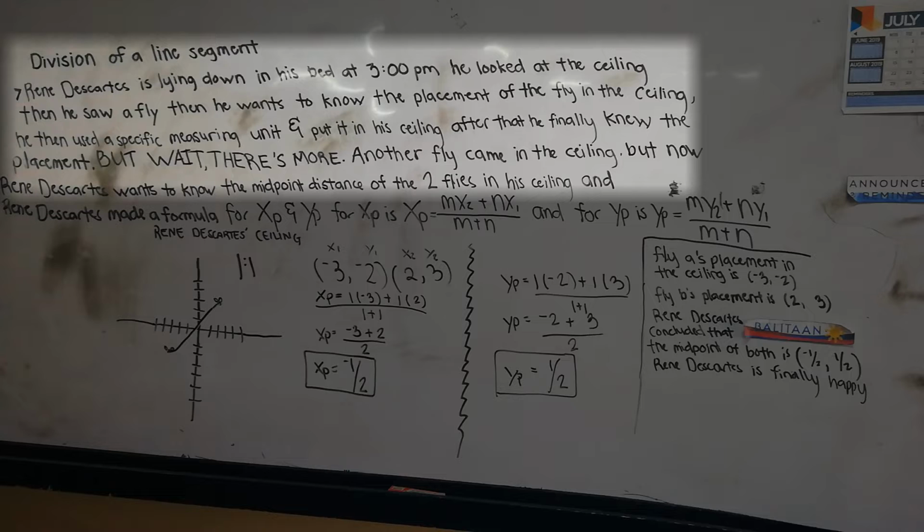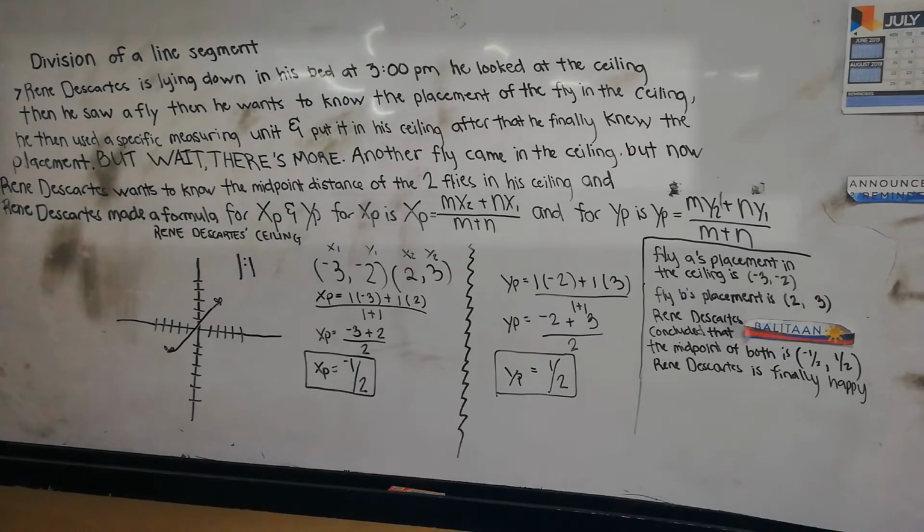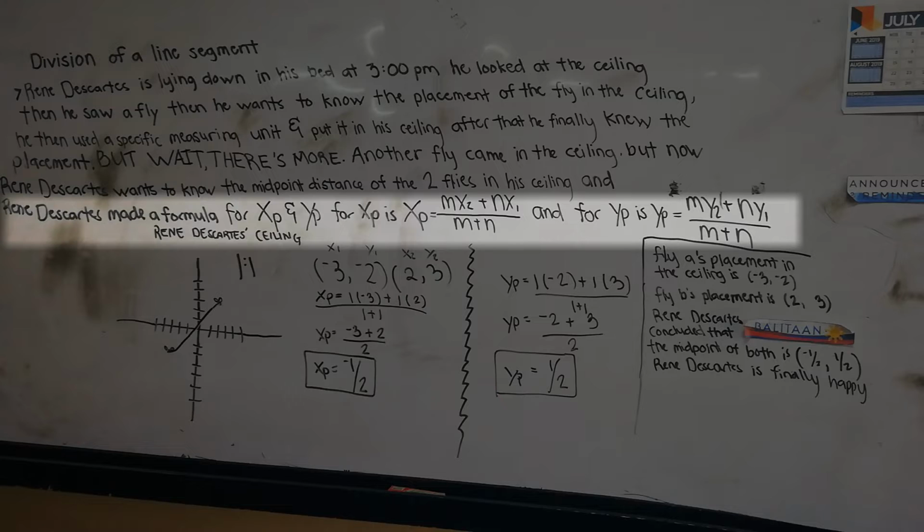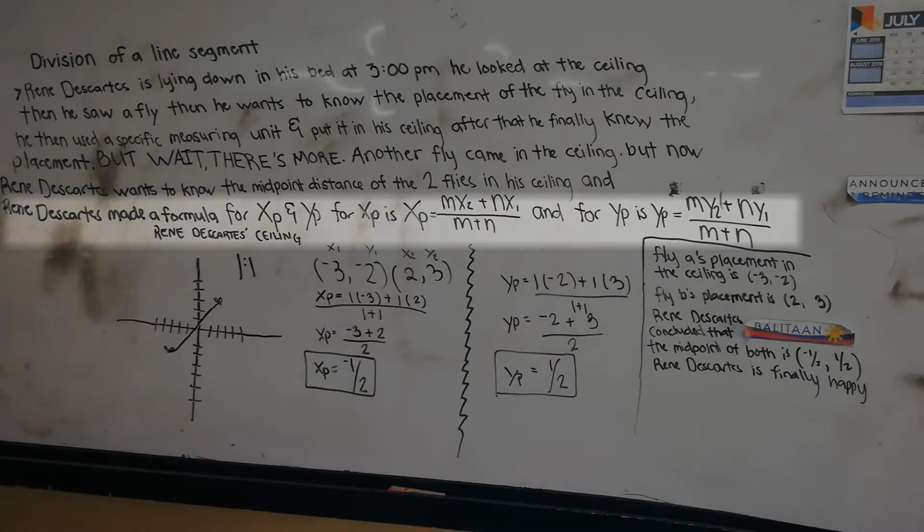But wait, there's more! Another fly came in the ceiling. But now, Rene Descartes wants to know the midpoint distance of the two flies in his ceiling. And Rene Descartes made a formula for x sub p and y sub p. For x sub p is m x sub 2 plus n x sub 1 over m plus n. And for y sub p is m y sub 2 plus n y sub 1 over m plus n.